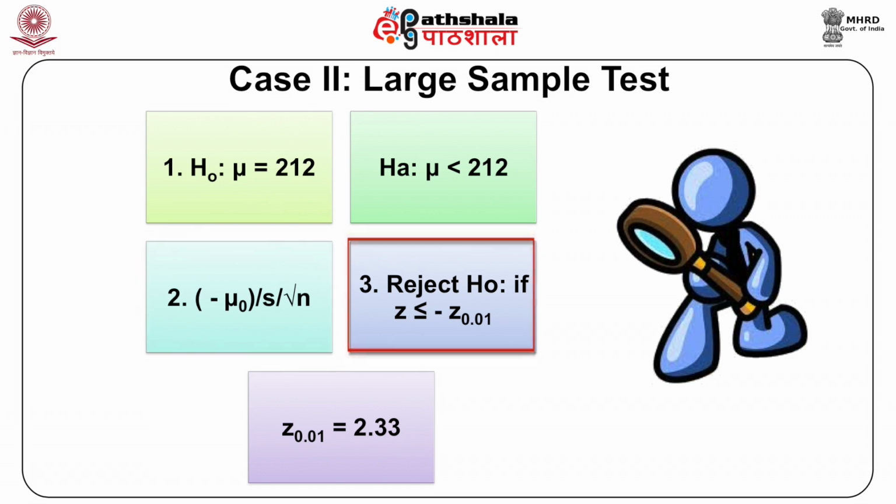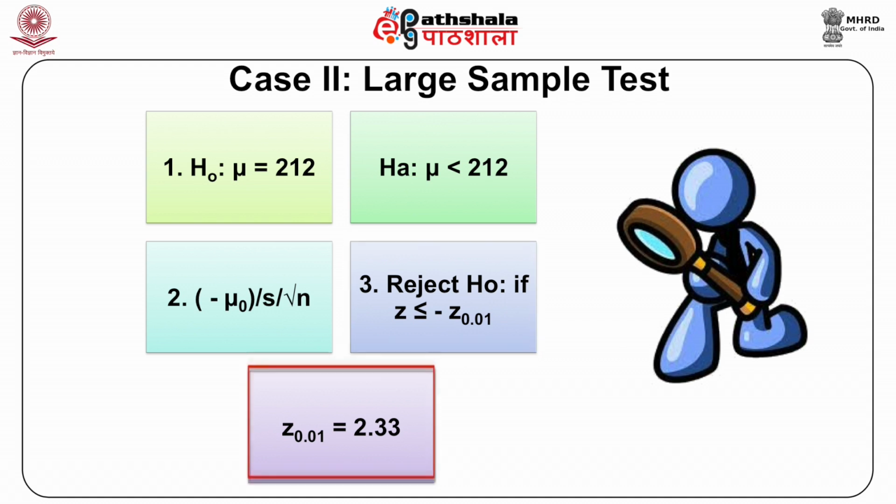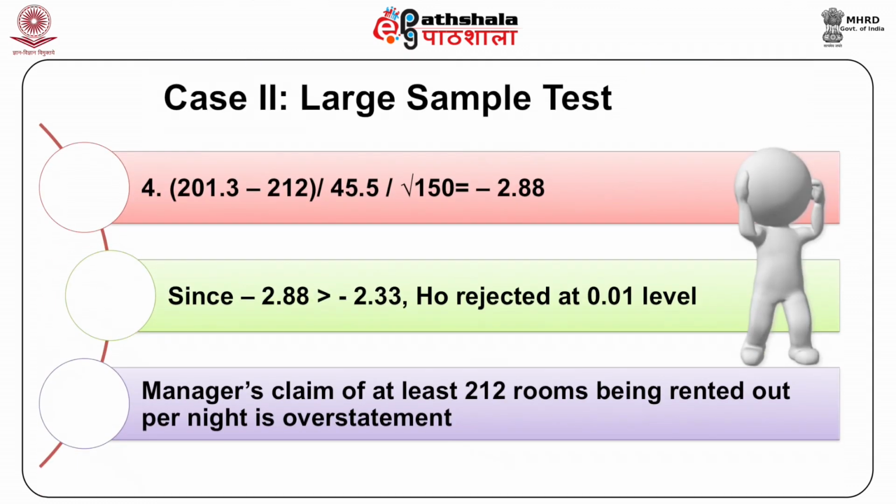3. Reject H0 if minus Z 0.01 is greater than or equal to Z. Z 0.01 is equal to 2.33. 4. Z is equal to (201.3 minus 212) divided by 45.5 divided by root 150, which is equal to minus 2.88. Since minus 2.88 is less than minus 2.33, H0 is rejected at 0.01 level. The manager's claim of at least 212 rooms being rented out per night is an overstatement.